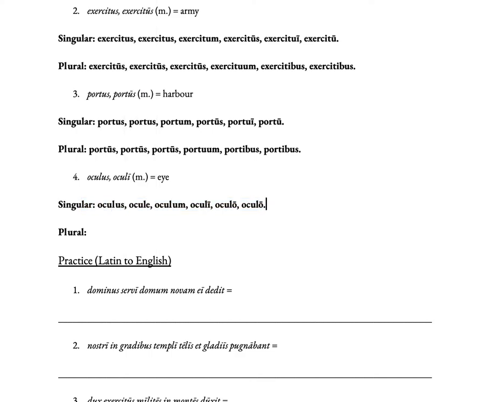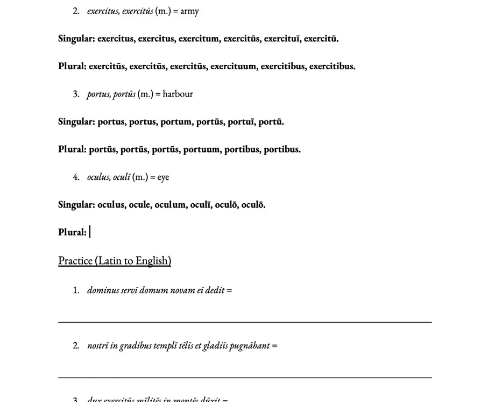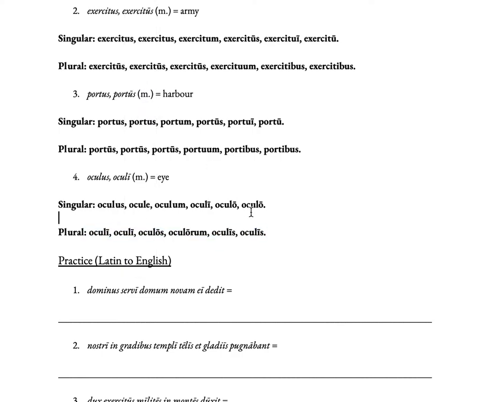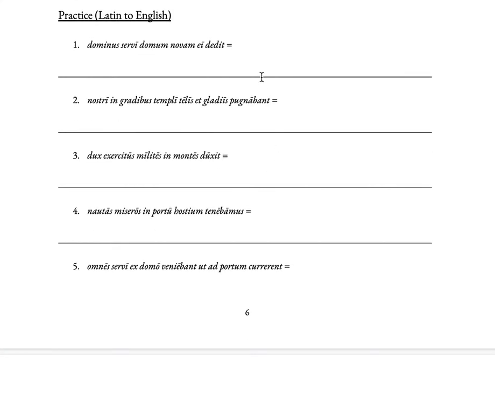Okay. And then the plural will be, because this goes like dominus, right? So, oculi, oculi, oculos, oculorum, oculis, and oculis. Okay, so that will be the plural there. Okay, so notice numbers 1 to 3 are fourth declension, but number 4 is second declension. Okay, and now there is some practice.